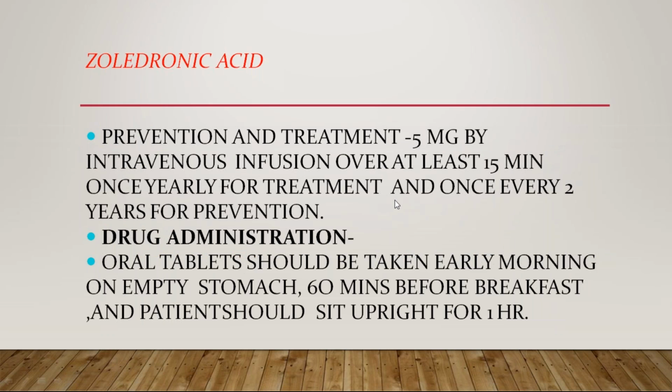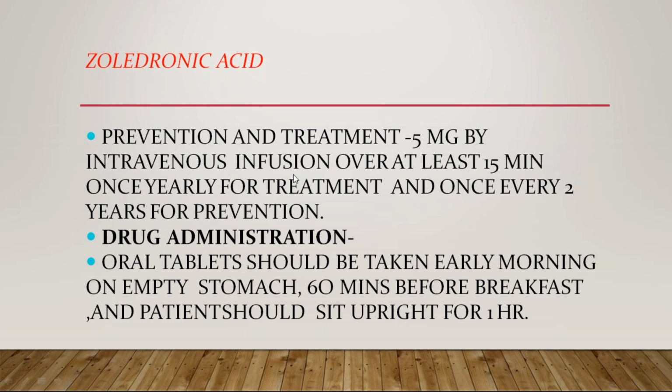Zoledronic acid, this is the most important drug in bisphosphonates. It can treat osteoporosis immediately, but the side effects are also more with zoledronic acid. How do we give it? It is given by intravenous injection, for both prevention and treatment. They will give 5 milligram by intravenous infusion. How much time should it take? Around 15 minutes we have to give. Don't rush it within 1 or 2 minutes.